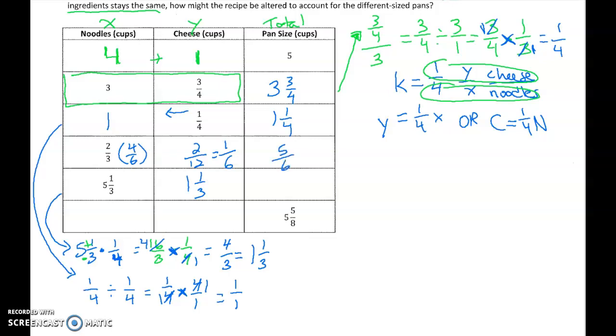5 and 1/3 plus 1 and 1/3. Well, 5 plus 1 is 6. 1/3 plus 1/3 is 2/3. And notice the only thing we have left is this last row. So I'm going to finish up with that. But understand what we did. We found our constant, 1/4. We were able to use that to fill it in for the pan size. And then we either multiplied or divided to find the missing values. Added them together to get our total.